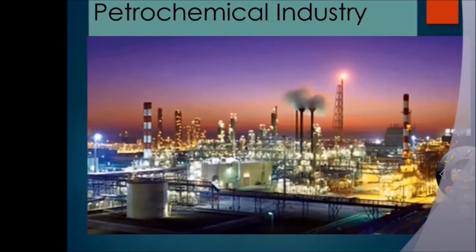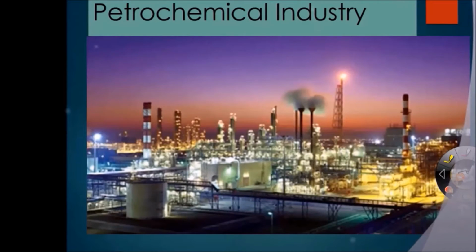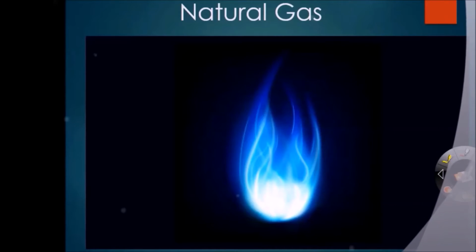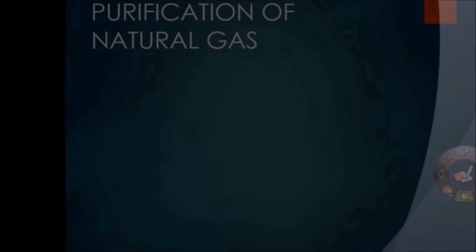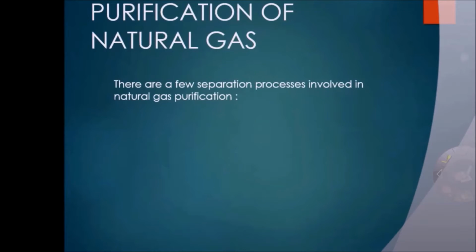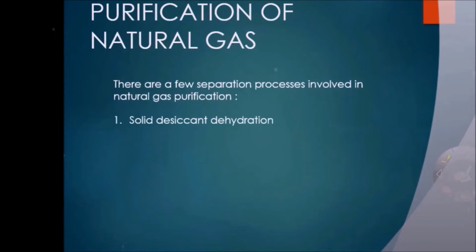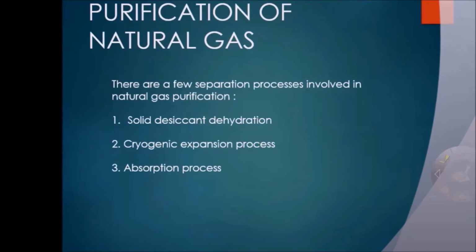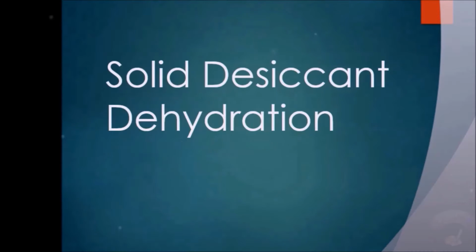First of all, what are petrochemicals? Petrochemicals are chemical products derived from petroleum. Natural gas is one of the petrochemical products, so in our project we will show how the purification of natural gas is carried out. There are a few separation processes involved in the purification of natural gas, which are the solid desiccant process for the removal of water, the Joule-Thomson expansion process, and the absorption process to remove carbon dioxide and sulfur. Okay, so now I will proceed to the solid desiccant dehydration.